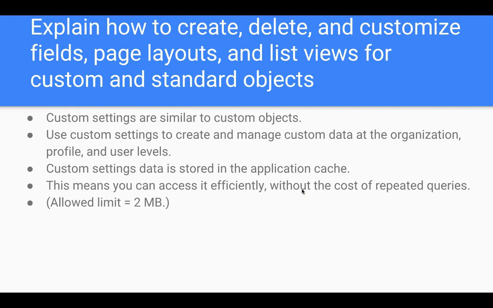Okay. So, explain how to create, delete, and customize fields, page layouts, and list views for custom and standard objects. Custom settings are similar to custom objects, right? We use custom settings to create and manage custom data at the organization, profile, and user levels. Custom settings data is stored in the application cache, and this means you can access it efficiently without the cost of repeated queries, and the allowed limit is 2 megabytes.